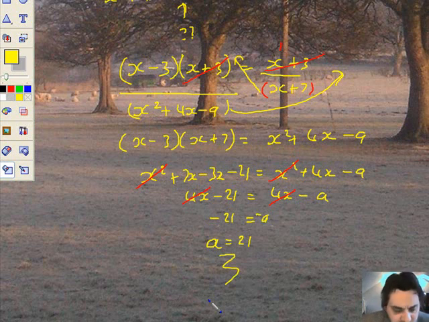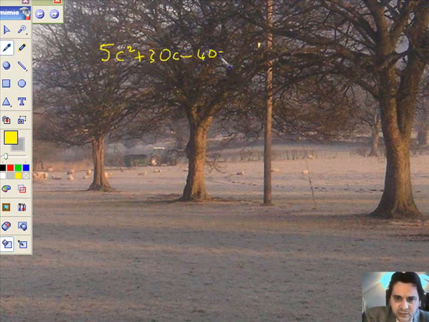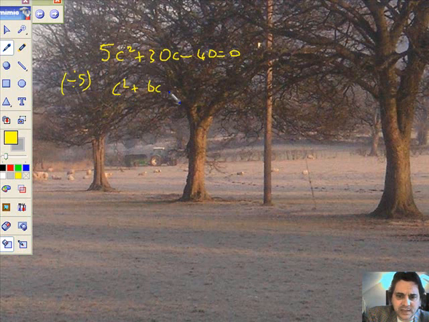Sorted, lovely, beautiful. Question 12 deals with solving quadratics by completing the square, and being a non-calculator paper they're telling me to leave it in surd form. I do the last one only because it's probably the hardest one. I have got 5c squared plus 30c minus 40 equals nothing. Make life easier, divide through by 5. What have I got? c squared plus 6c minus 8 equals nothing at all.